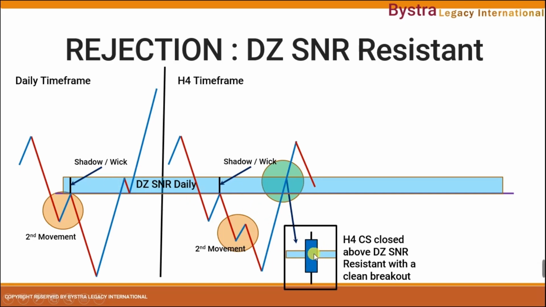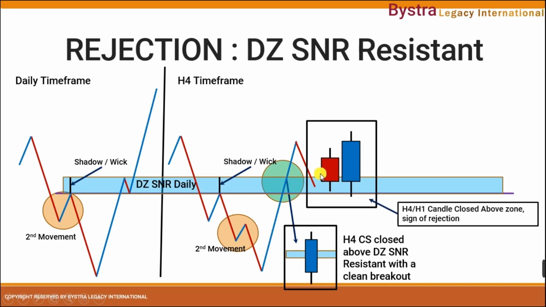So the H4 candle closed above it. So once it closed above the zone, next what should we do? We look for confirmation of rejection when the price comes back to this area to test as a new support. Since this is the H4 time frame, the breakout of the candle also has to be at the H4 time frame because the danger zone is at the daily time frame.